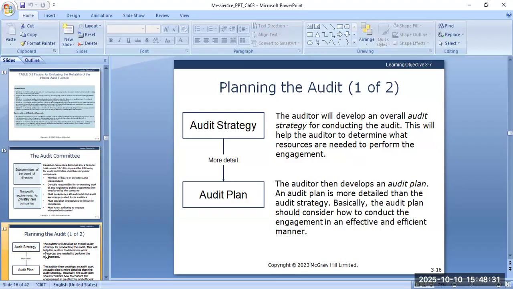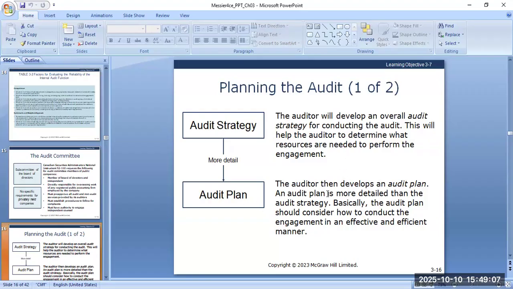Under the audit, we're going to have the audit strategy and the audit plan. What's the difference? The audit strategy is more general, while the audit plan is more detailed. First, we're going to develop the strategy for conducting the audit. That will help us to determine what resources I need to perform the engagement. How are we going to do it? Are we going to hire an additional specialist in which area?